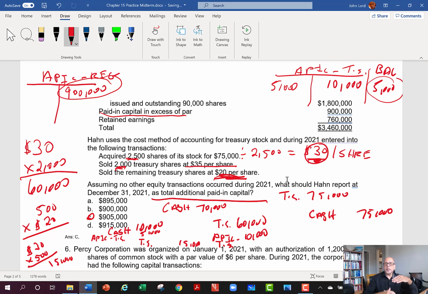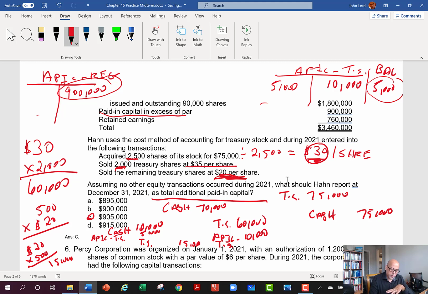Okay, so a couple things. When you get a question like that, tee up what it is that you're going to have to analyze. Make your journal entries, post them so you can track what's going on with these accounts. We have these moving parts going back and forth with different amounts. Treasury stock transactions require that kind of analysis to get to the right answer on the questions here.